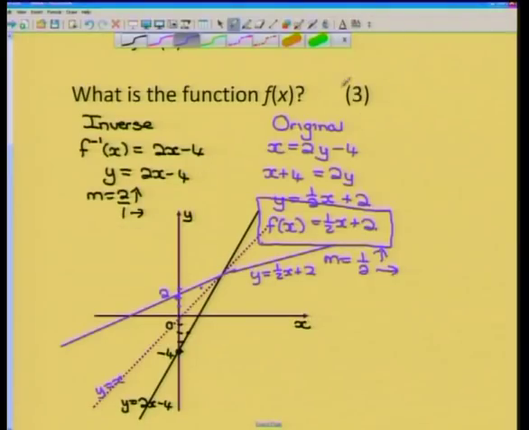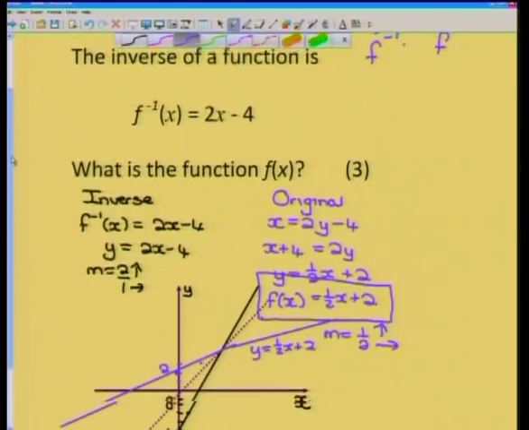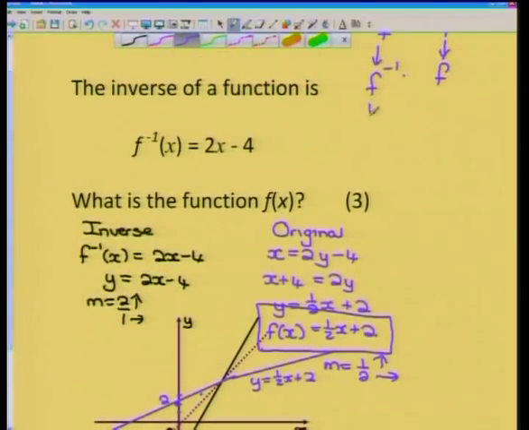Okay, so I've made it very clear to the examiner that this is their inverse, this was the original. And notice the notation for the original, I just use f of x. For the inverse, I use f to the minus 1 of x. Now, be very careful about this notation. It's not this. That would be incorrect.